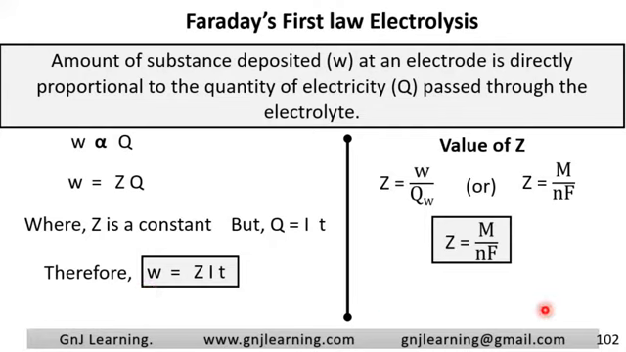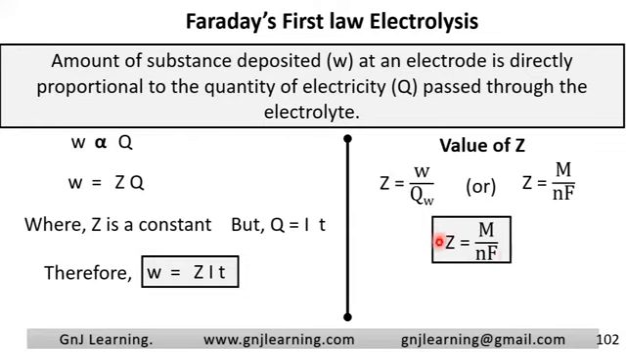So this is an important formula. Try to learn: Z is equal to M by N into F. Here in the denominator, you are multiplying the number of electrons with Faraday. Normally Z represents a unit that is in coulombs, because N into F is in coulombs. Its unit is coulomb, that is number of electrons into 96,500 coulombs, the value of F.